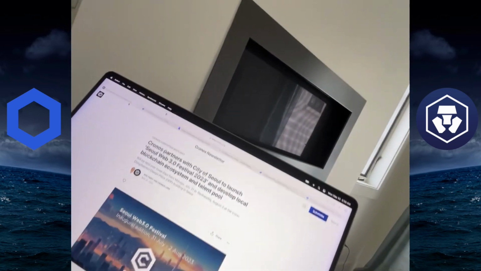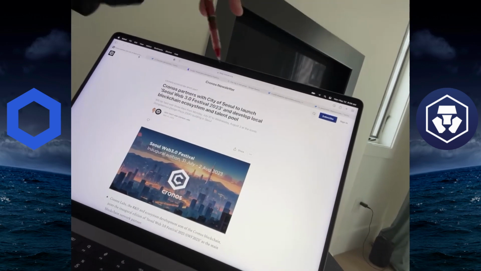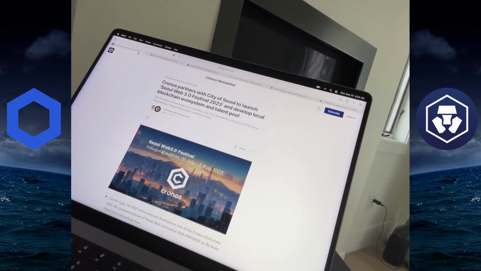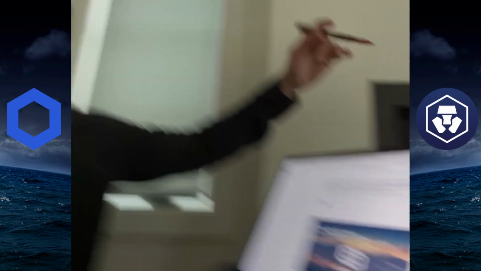This is what's really going on with crypto. Most of the mainstream still completely unaware. So you have the Crypto.com blockchain, Cronos, partnering with the government of the city of Seoul, South Korea, to launch the Web 3.0 festival and develop local blockchain ecosystem and talent pool, a massive partnership for the Crypto.com ecosystem.